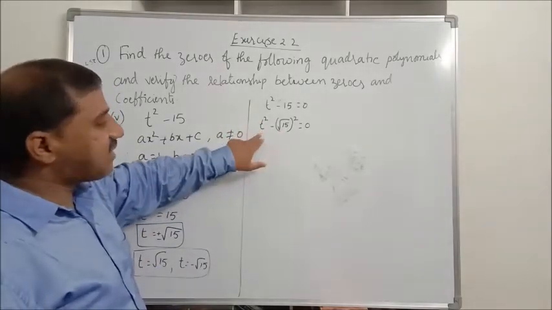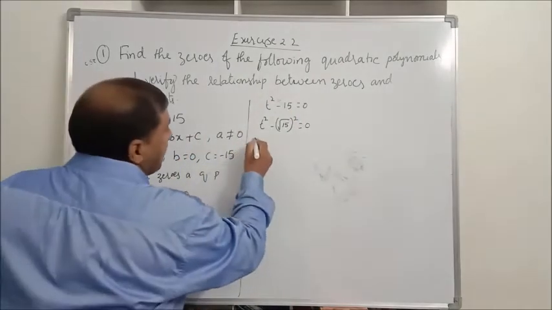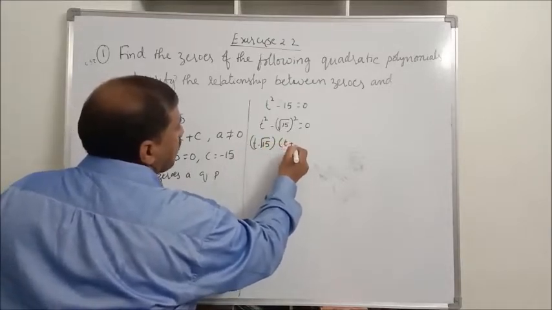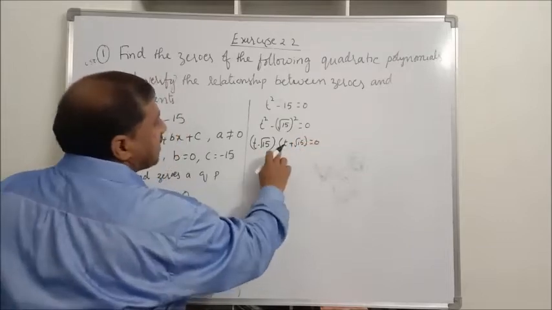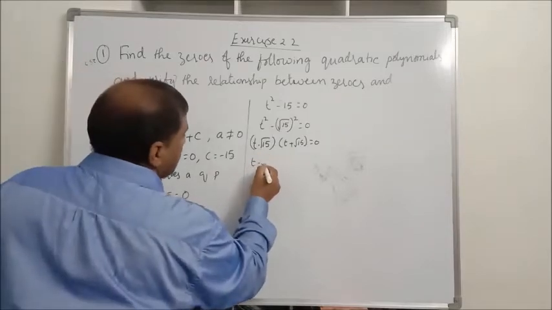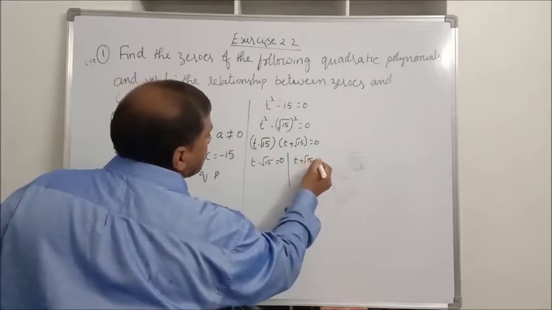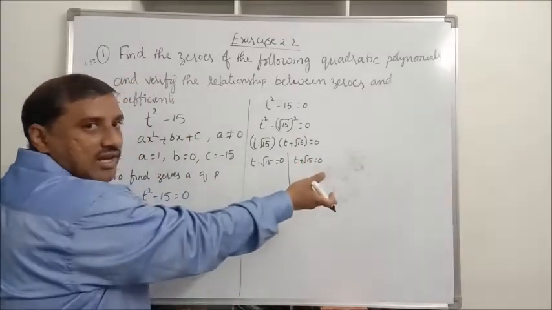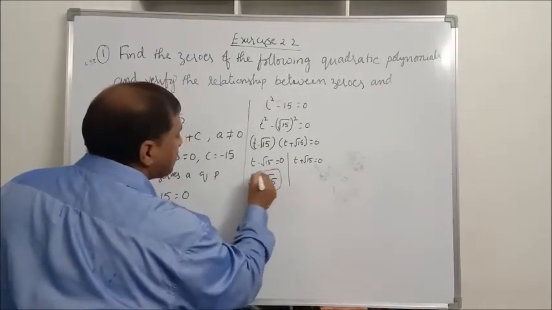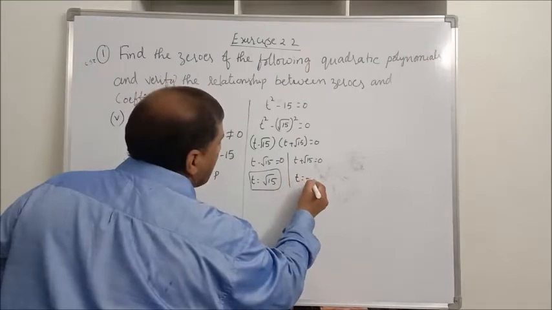So what is the identity? It is a square minus b square is equals to a plus b into a minus b. That is t minus root 15 into t plus root 15 equals 0. Now t minus root 15 is equals to 0, and t plus root 15 is equals to 0. Now transpose minus root 15 to the RHS, we get plus root 15. Therefore t is equals to plus root 15. Here transpose plus root 15 to RHS, we get t is equals to minus root 15.